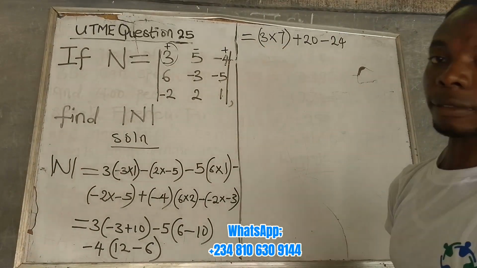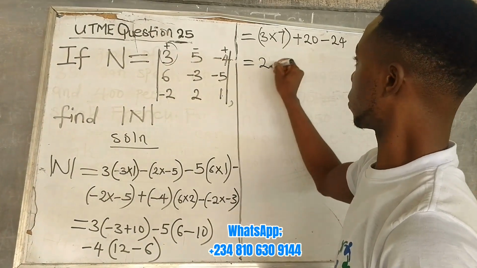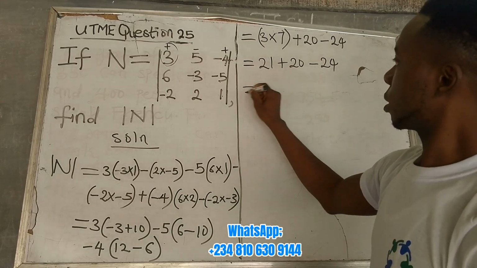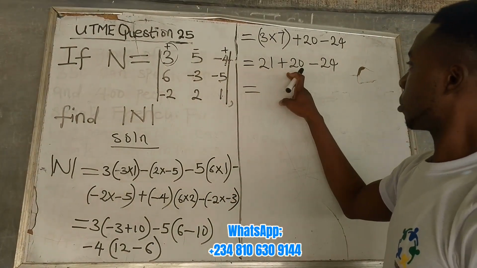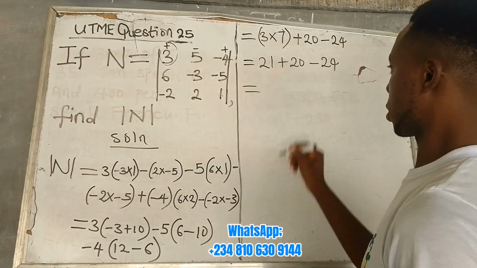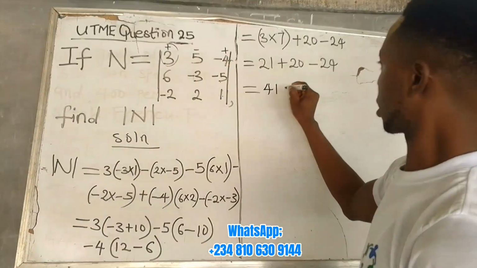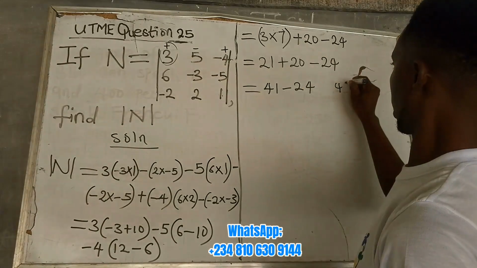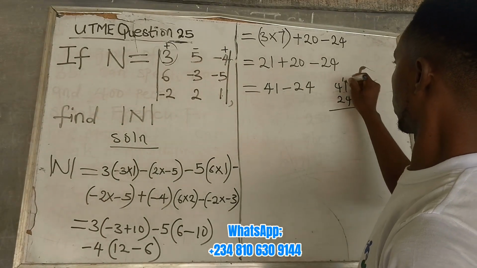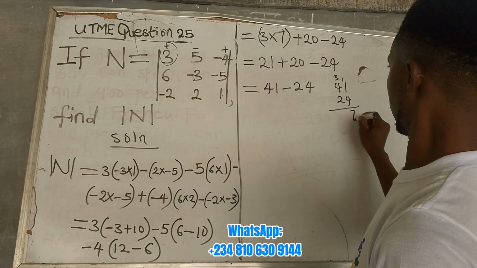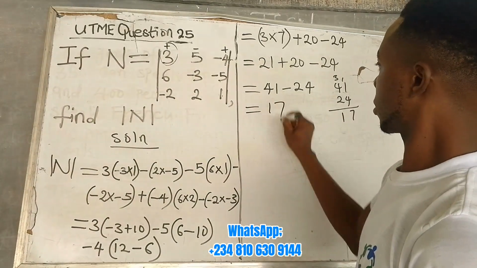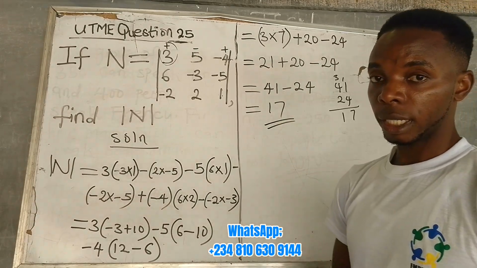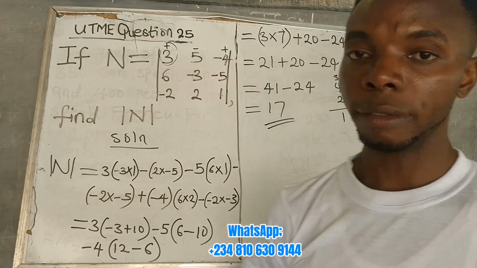Now 3 times 7 is 21, plus 20, minus 24. 21 plus 20 is what? 41, minus 24. Now 41 minus 24 will give us what? 17. The determinant of n is equal to 17. Now you can see that this question is actually very simple.